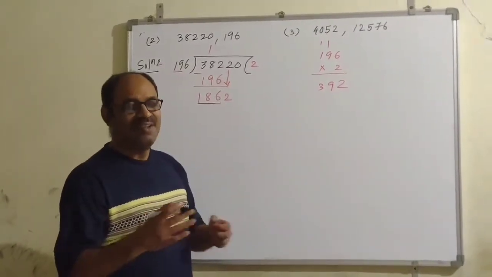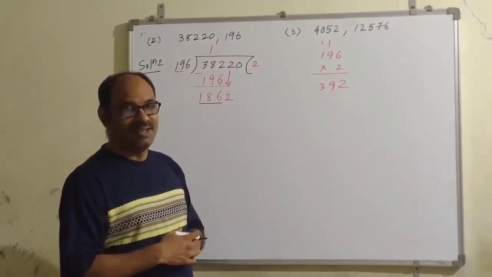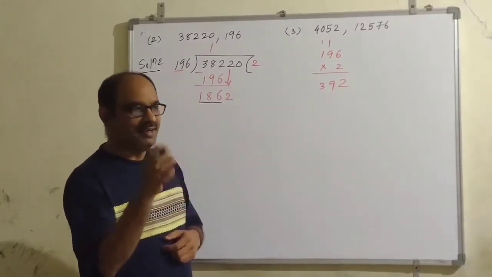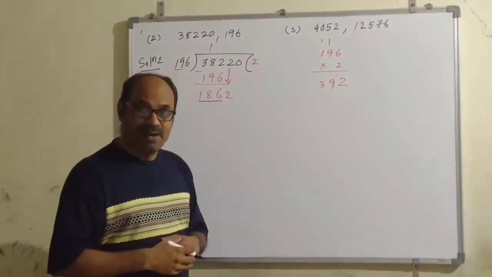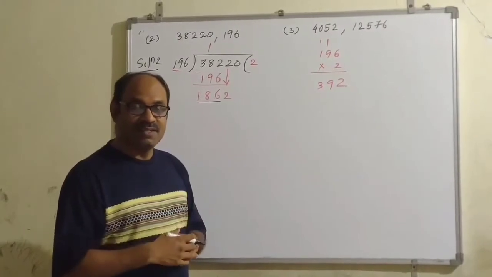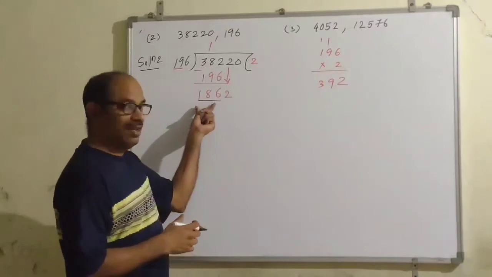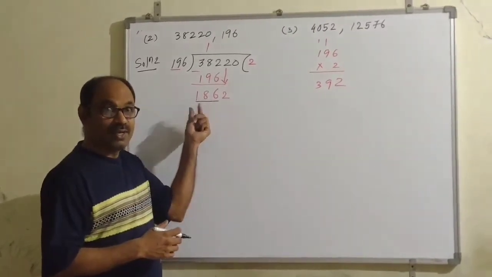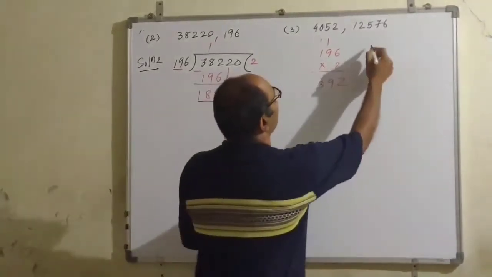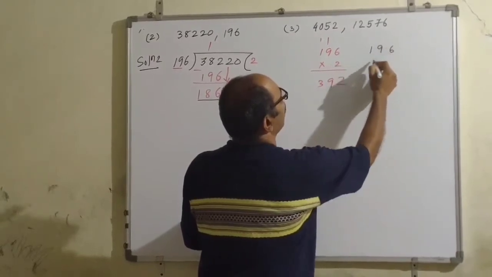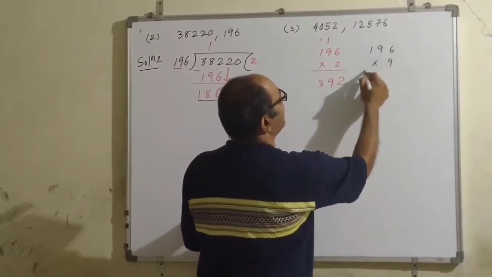I'll say directly 19 nines are. What is 19 nines are? 9 tens are 90 and 9 nines are 81. So 90 plus 81 is 171. Yeah, okay. 171 is okay. So you can take 9s are, but I don't want 19 9s are. I want to know what is 196 9s are.